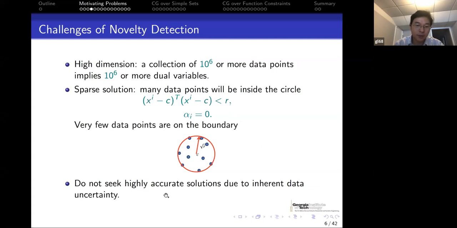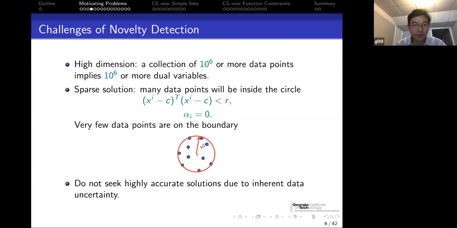Certainly, we don't need to solve this problem to high accuracy because the data points that we collected have some inherent uncertainty. So you don't have to solve this problem to 10^-5 or 10^-6 or even more. You only need to solve this problem with moderate or low accuracy. Okay, this is our first example.